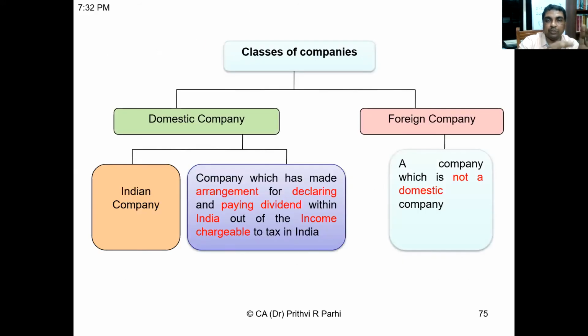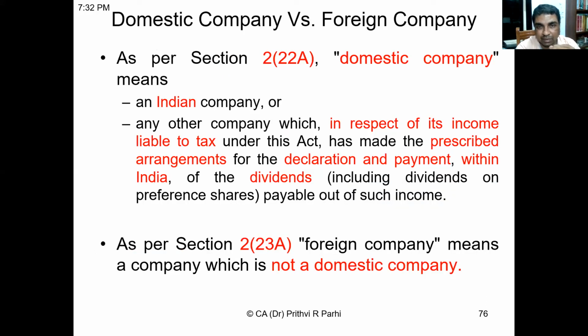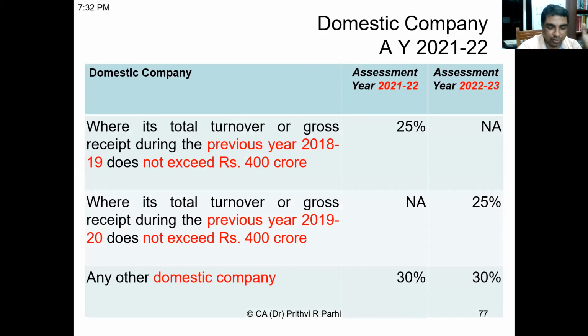Now, coming to tax rates, it depends upon what kind of company we are talking about. They're different for domestic company and for foreign company. Now you can see what I was showing you in that chart. For assessment year 21-22, the rate can be 25% or 30%. Is it not? It depends upon the turnover or gross receipts of the previous year 2018-19. On that basis, it has to be decided.